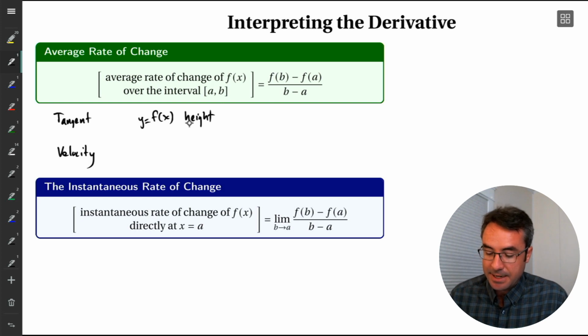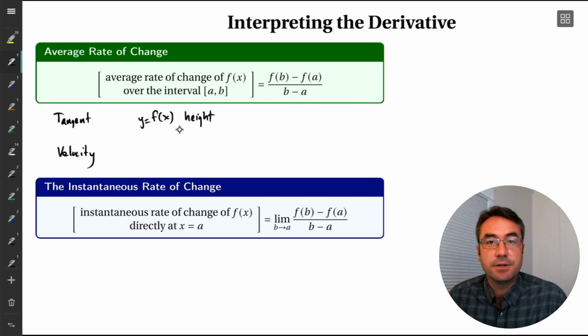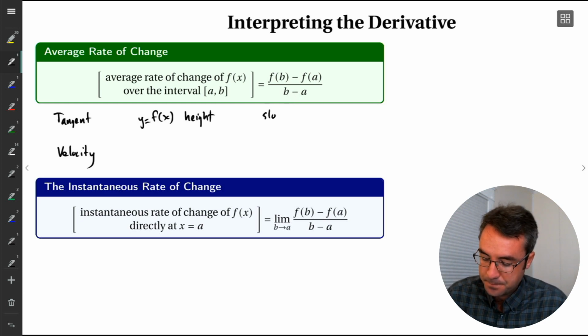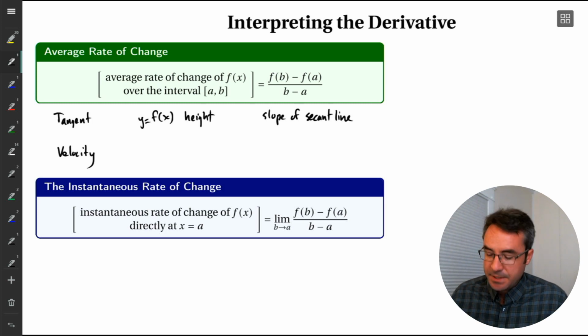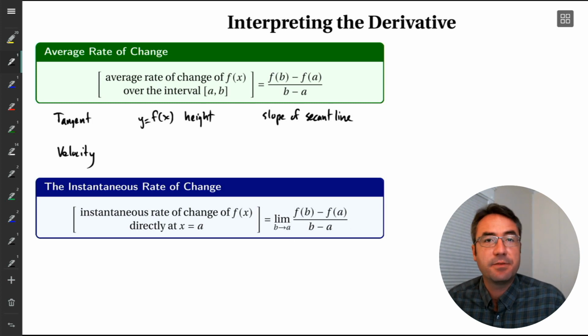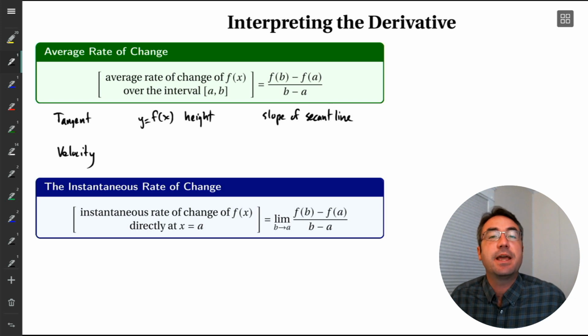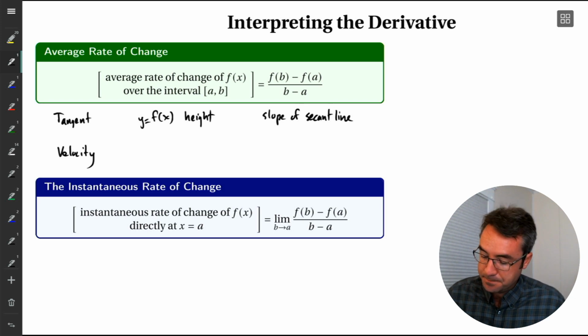And in the context of that height function, what did this difference quotient represent? Well, the difference quotient represented the slope of the secant line connecting 2 points on the curve. And then what did we see when we actually calculated the limit of that difference quotient? Well, that gave us the slope of the tangent line.